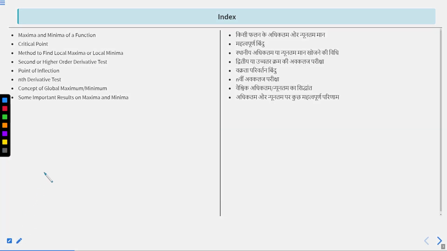Let's see first which topics we will cover in this lecture. First, we will see what is maxima and minima of a function. After that, we will see what is critical point. We will see methods to find local maxima or local minima: second, or higher order derivative test. After that, we will go to the point of inflection, nth order derivative test, concept of global maxima or minima, and some important results on maxima and minima, right? Okay, so let's start.